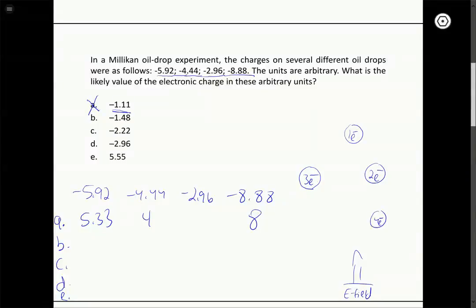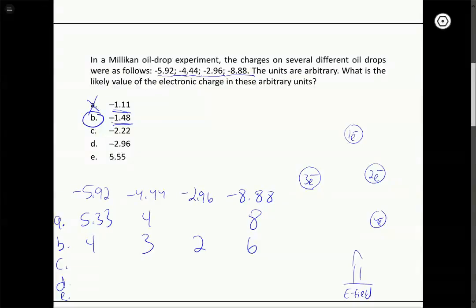But if we look at choice B, and we divide all of these, 5.92 divided by 1.48, this charge would represent 4 electrons if the fundamental charge was minus 1.48. This one would be 3 electrons, this one would be 2 electrons, and this one would be 6. So we're just dividing the two charges. And so choice B looks like it could work because all of these numbers are whole number multiples of the fundamental charge minus 1.48. So we're going to pick B as our answer.